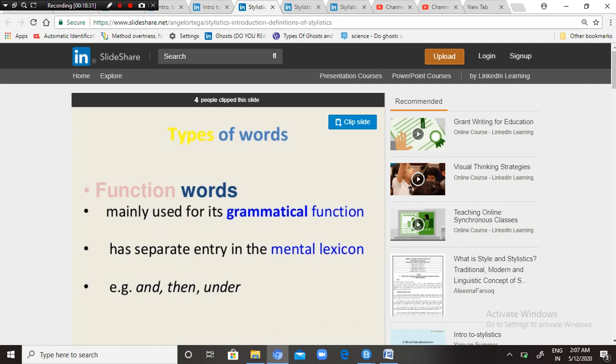Next type of words: function words. Function words are mainly used for their grammatical function and have a separate entry in the mental lexicon, for example and, then, and under. These are the function words, with a grammatical function and an entry in the mental lexicon.